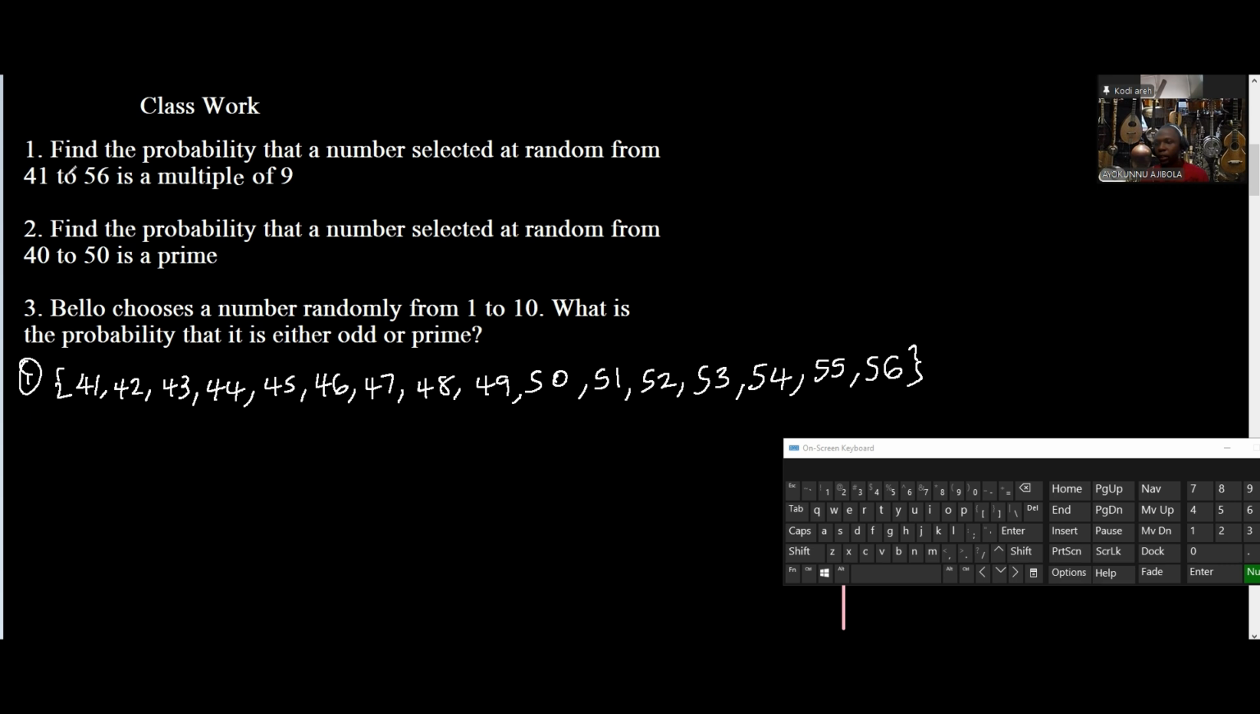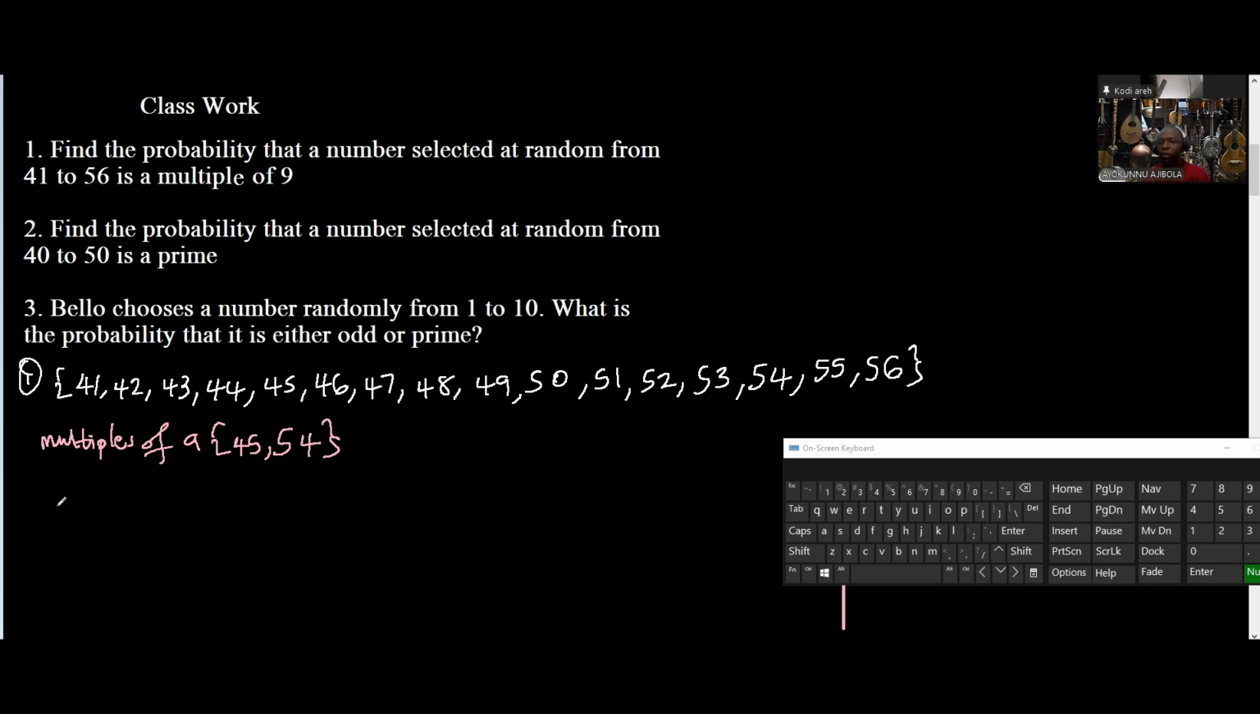It now says find the probability that if you choose a number, it will be a multiple of 9. The question you have to ask yourself is how many of them are multiples of 9? Which one is the first multiple of 9? That's 45. Yes, 45. Which other one? That is 54. So, those are only two.